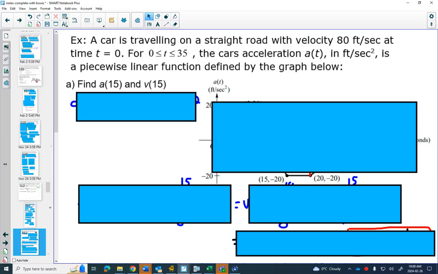All right, our last kinematics question for a while. A car is traveling on a straight road with a velocity of 80 feet per second. Is that fast or is that slow?